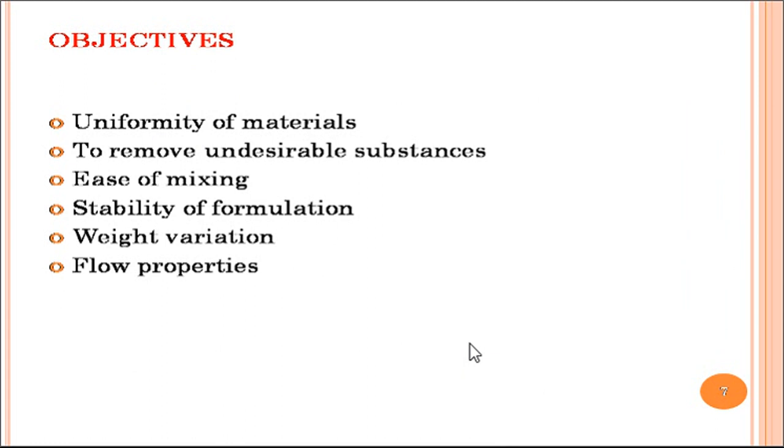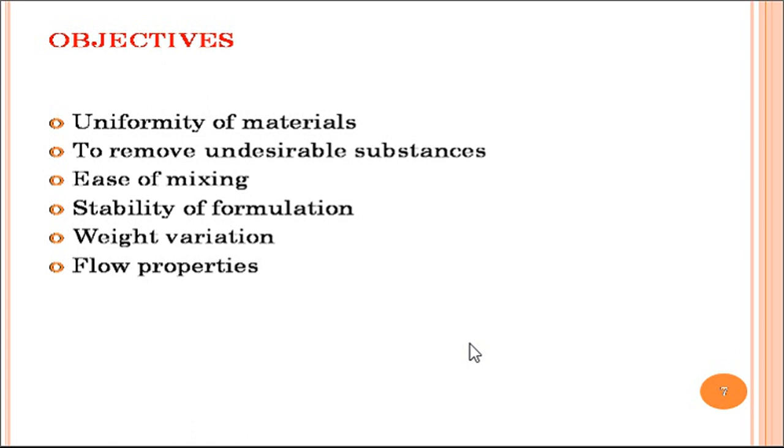Now come to the point of the objectives of size separation. What are the major objectives? When we talk about the uniformity of material, uniformity of even dosage form or content, then size separation is a great deal for that uniformity. So size separation is frequently used to maintain the uniformity of material as well as of the dosage form. The second objective is to remove undesirable substances. It is one of the most important objectives of size separation.